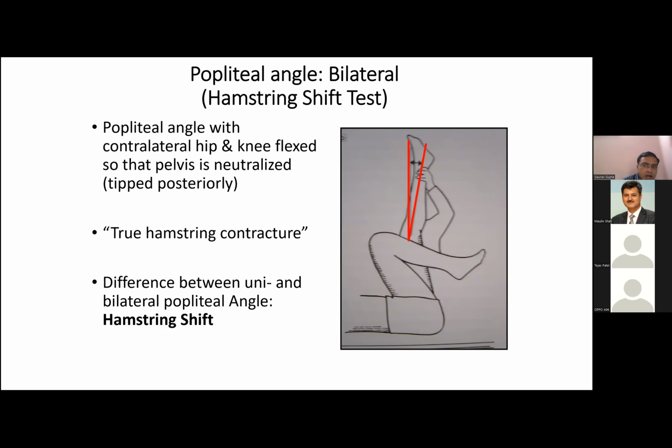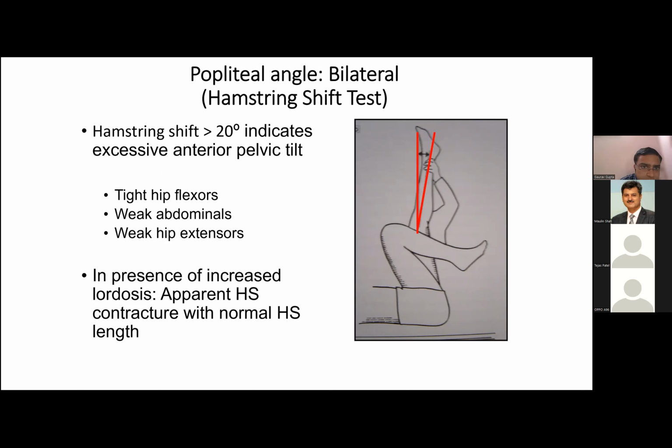Then we ask the patient to flex the hip and knee of the opposite side to square the pelvis to obliterate the lumbar lordosis. And then we measure this angle again. The change in the popliteal angle after flexing the opposite hip and knee is known as hamstring shift. And if this shift is more than 20 degrees, it indicates that it was mainly due to excessive anterior pelvic tilt, and the cause can be tight hip flexors, weak abdominals, and weak hip extensors.